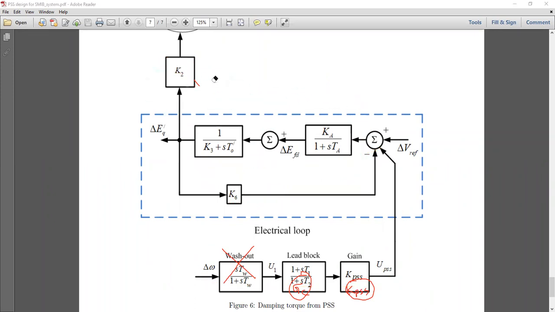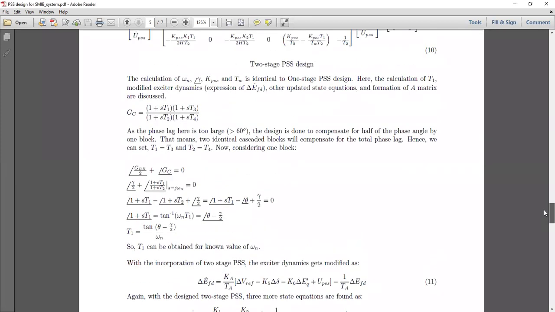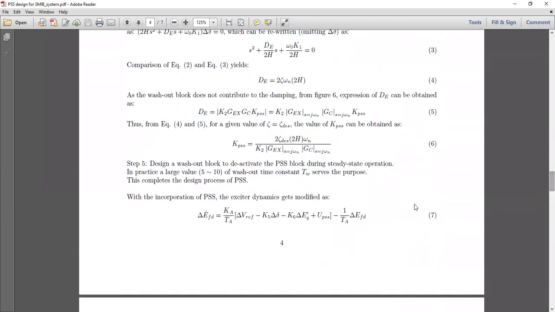With this equation being discussed, we should be able to understand the remaining part quite easily. So then we simply take out the gain terms. K2 is a gain, so we separate it from the remaining part. KPSS is also a gain, so we separate it too. The GEX and GC are to be calculated again at s equals j omega n. So from equations 4 and 5, this is delta E, and this is another expression of delta E.